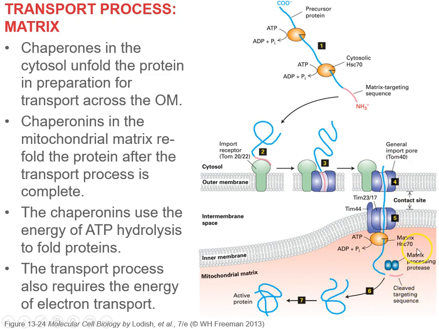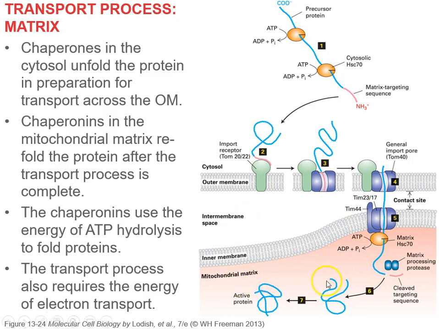But the other thing that's shown here is that now we need to fold this protein. So now we will need matrix chaperones in order to fold the protein, and we will need the hydrolysis of ATP in order to do that. So we talked about that when we talked about chaperone mechanisms earlier in the course. So there's a bind and release of ATP that's necessary for this folding to occur.